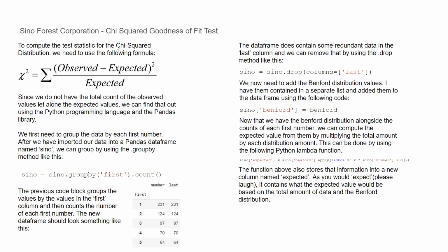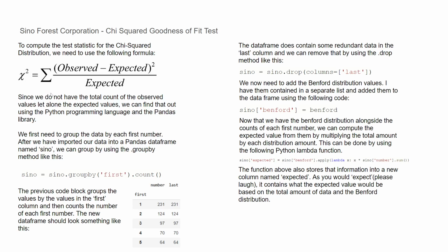To compute the test statistic for the chi-squared distribution, we need to use the following formula. It's the observed value minus the expected value, squared, divided by the expected value, and of course the summation of all of the value pairs. And that is what our chi-squared test statistic, with the Greek symbol chi-square, is going to be.